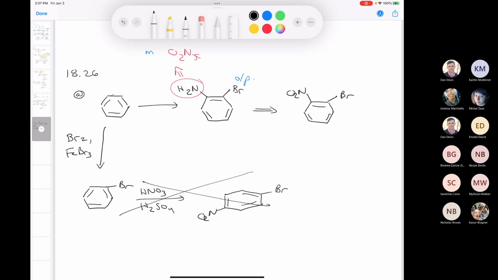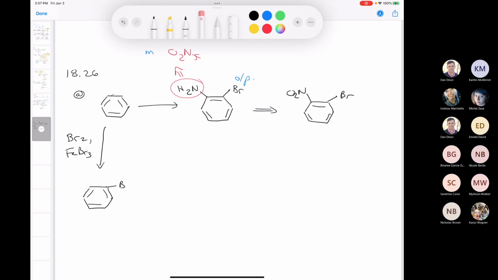So could anybody tell me, what would be a strategy I might want to do here? I think I might have mentioned it. I think it might have slipped out of my mouth. But what would be my strategy here so that I could actually get that nitro group ortho to the bromine? Anybody have an idea? A strategy you might want to take? You could use a blocking group. Heck yeah, blocking group. That's what I think.